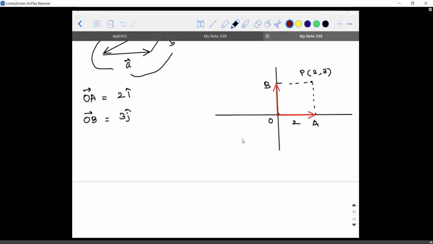Now the very first type of vector that we saw yesterday was called an equal vector. What does an equal vector mean, guys? Equal magnitude and same direction. Correct? So what I'm doing is I'm copying it. Listen. If I draw a vector like this, then this vector is called AP vector.